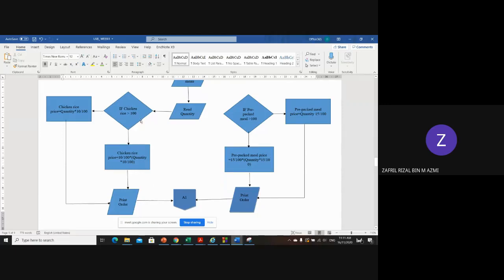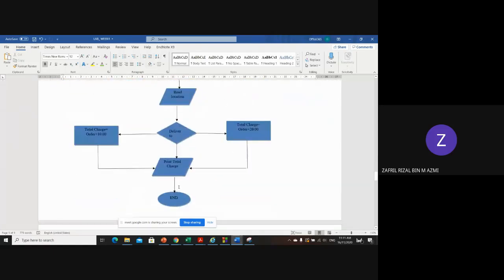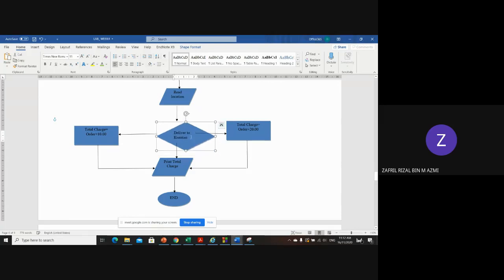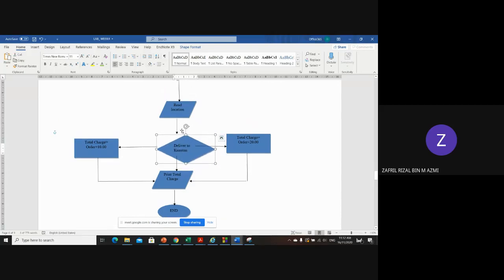So what's wrong? What is the mistake? The mistake is how you draw it, and also the flow lah. So the flow is wrong lah. This one also wrong. If you want to check location, meaning that location equal to Kuantan. So if true, then this one. If false, then this one. Then it's correct.